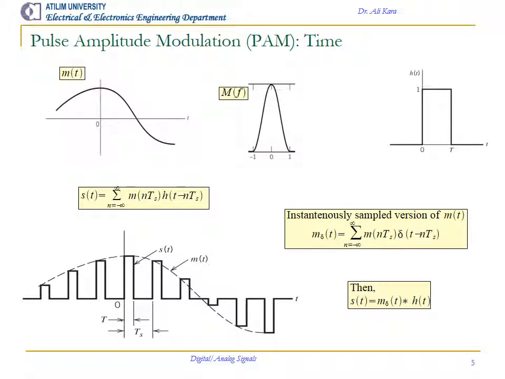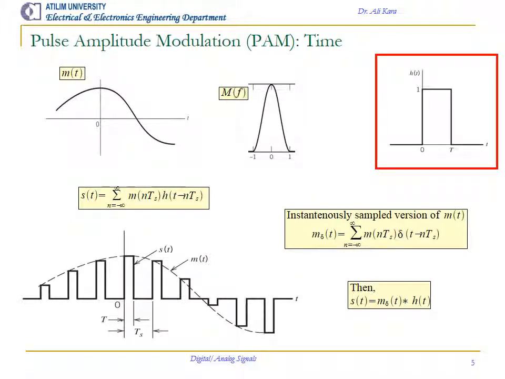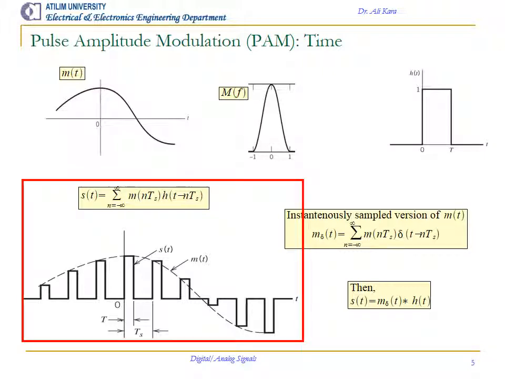Pulse amplitude modulation, PAM, time. Now consider pulse amplitude modulation in time domain. m(t) represents our message signal, where M(f) is its spectrum. Now consider a rectangular impulse response, which we will use to represent our message signal in a sampled manner. Now we construct our signal to be transmitted, s(t). It is driven by the summation of m(t) convolved with the transfer function h(t), such that the envelope is m(t), and the bold plot consisting of pulses is s(t).